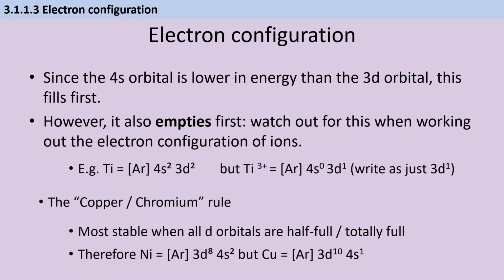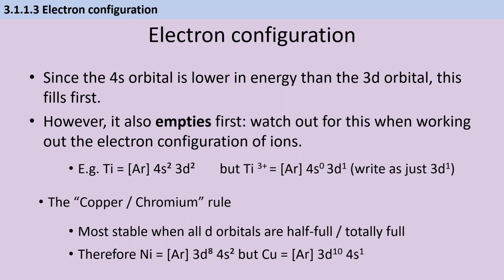The first one is that despite being part of the 4th shell, the 4s orbital is lower energy than the 3d orbital, at least when it's empty. And so therefore we're going to put electrons in there before we put them into 3d. However, the presence of electrons in that orbital changes its energy level. And so that means that although it's lower energy than 3d and therefore fills first, once it's filled, it becomes higher energy than 3d and therefore it will also empty first.